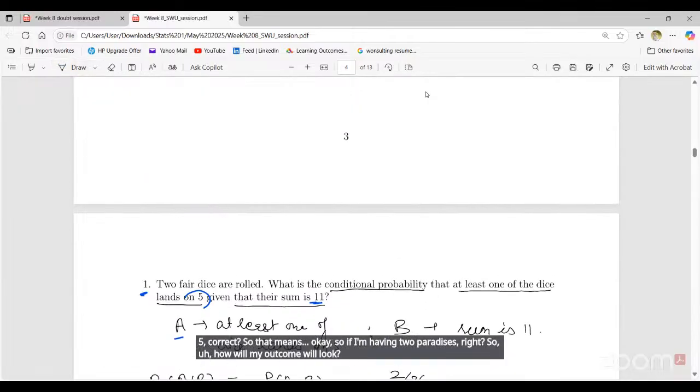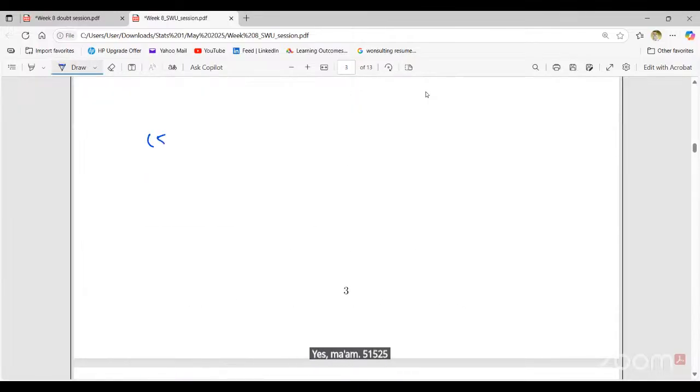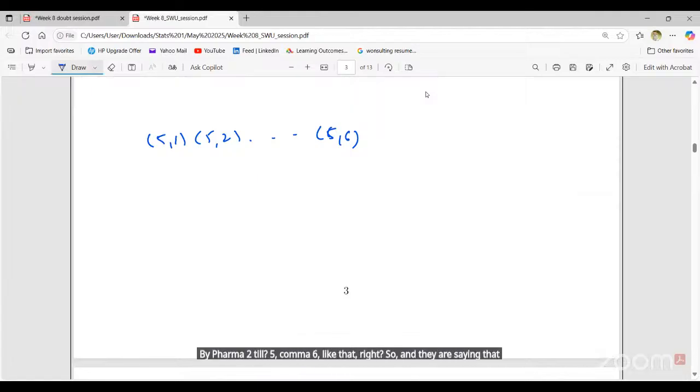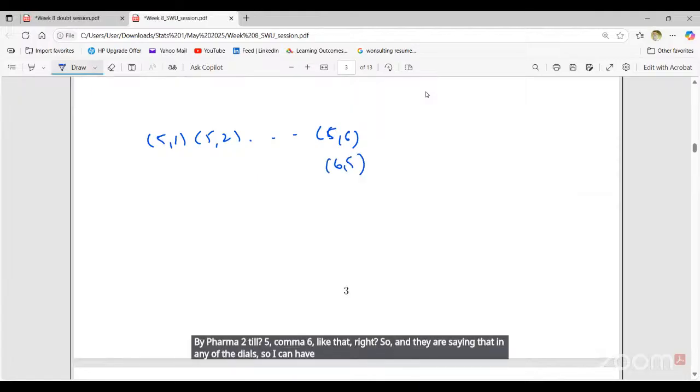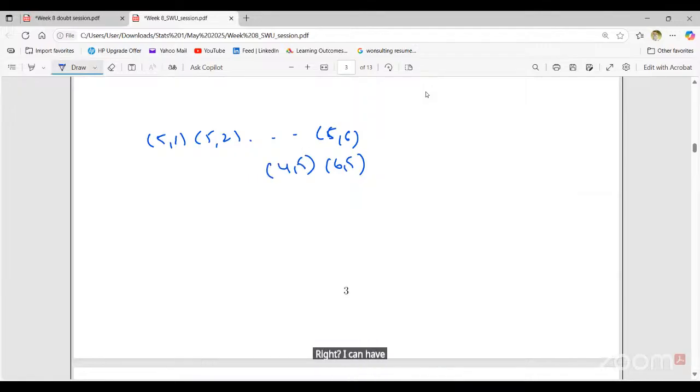My outcomes will look like 5,1; 5,2; 5,3; 5,4; 5,5; 5,6, and 1,5; 2,5 till 6,5. They are saying that in any of the dice I can have 6,5 as well, I can have 4,5 as well, I can have 5,5, something like that, right?